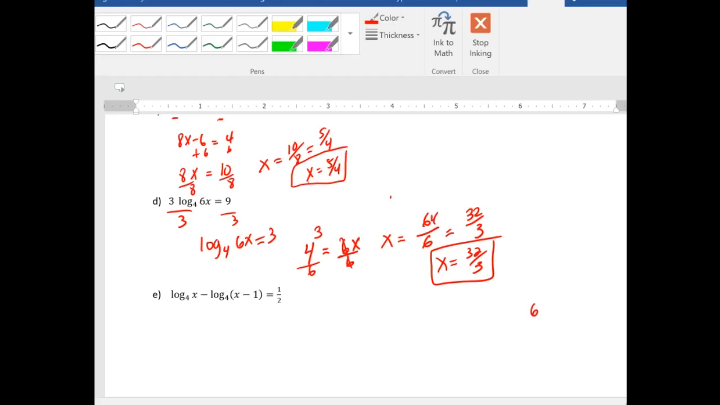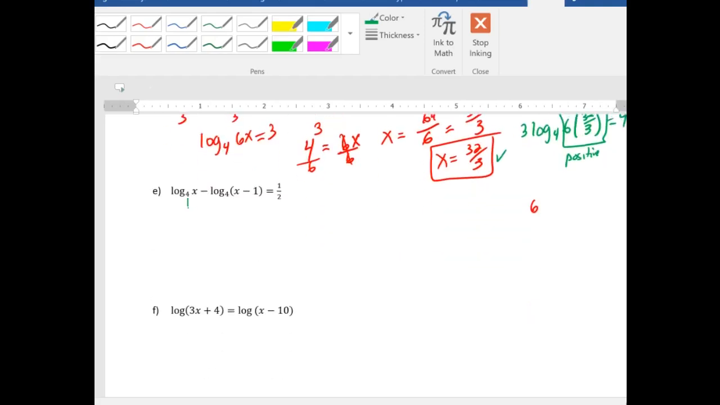Okay, so you want to check your answer when you're dealing with logs. The way we're going to check our answer is to look at our original problem and substitute our answer in for x. We want to know if the argument is going to be positive. And so 6 times 32 divided by 3, that is positive. And so this is going to be a solution. If it was negative, then we would not be able to say that it's a solution. We would say no solution. Okay, let's go to the next one.